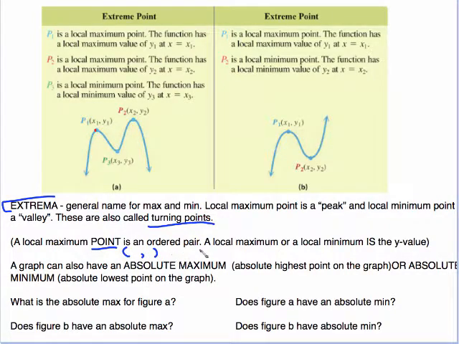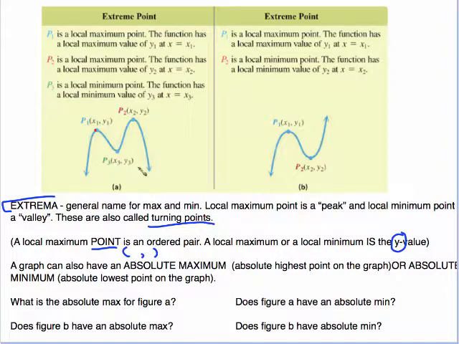So if you are asked for the local maximum point, you need to give an answer as something, comma, something in parentheses. However, you could be asked what is the local maximum or what is the local minimum, and then they're just looking for the y value. They're looking for one number, which happens to be the y value. We also can have an absolute maximum, which would be the absolute highest point on the graph, or an absolute minimum, which is the absolute lowest point on the graph. We do not have to have an absolute max or an absolute min for a graph.